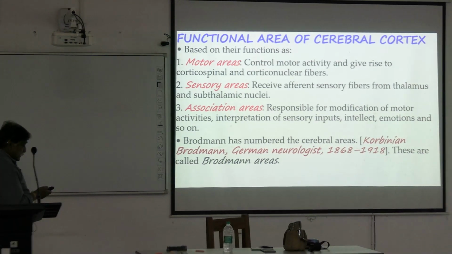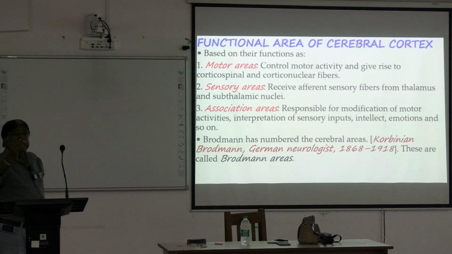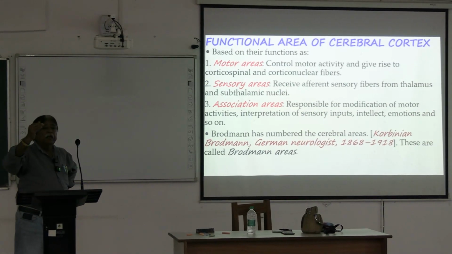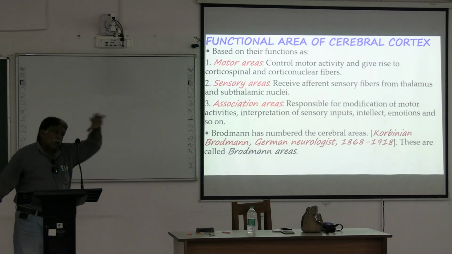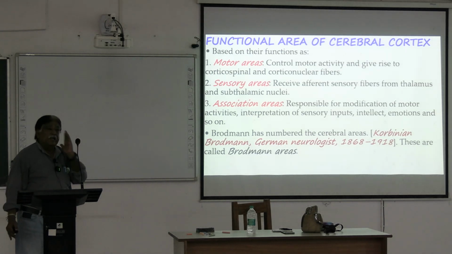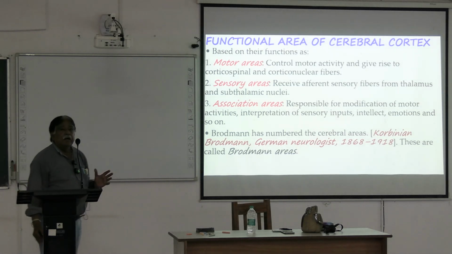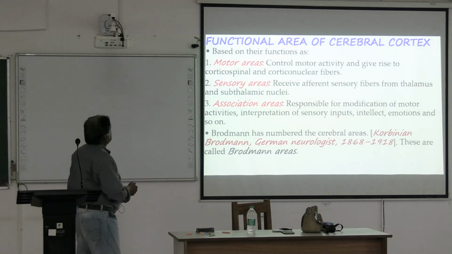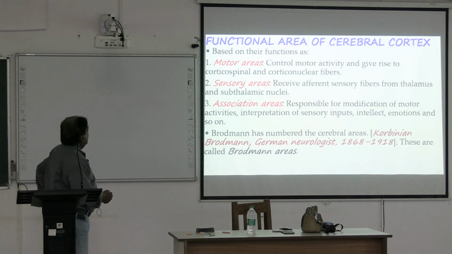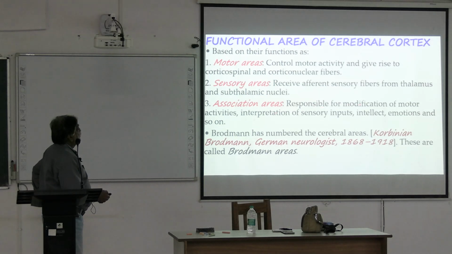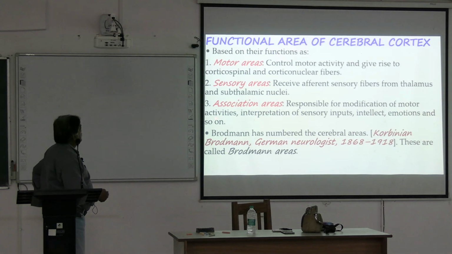Functional areas of cortex. Again, please see Gray's Anatomy, where a man's hand and foot are drawn as a very good visualization of the cortex and its function. Motor areas control motor activity and give rise to corticospinal and corticonuclear fibers. Sensory areas receive afferent sensory fibers from the thalamus and subthalamic nuclei. Association areas are responsible for modification of motor activities, interpretation of sensory input, intellect, emotions, and so on.